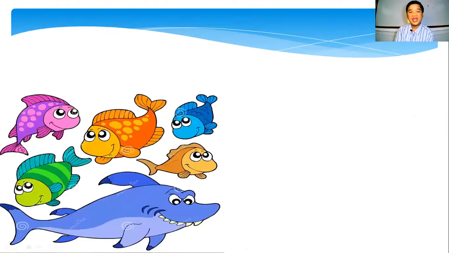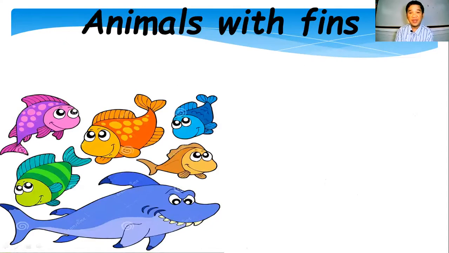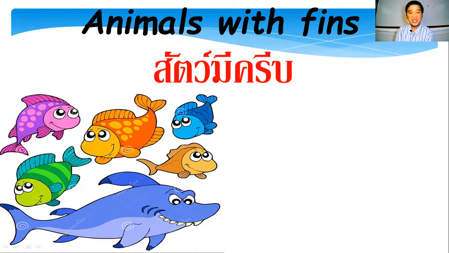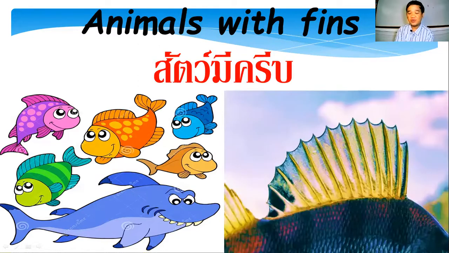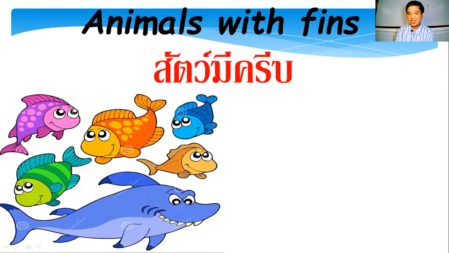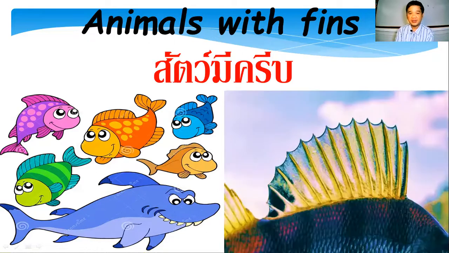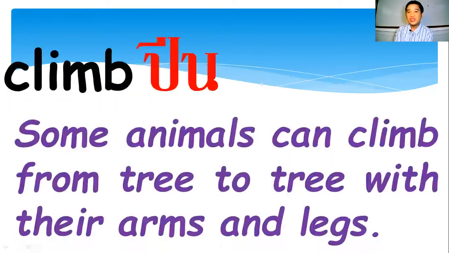Now this one, these are examples of animals with fins, such as the bird. And this is what we call the fins. Now, after that, we also identify the different movements of the animals. And what are those movements of the animals?